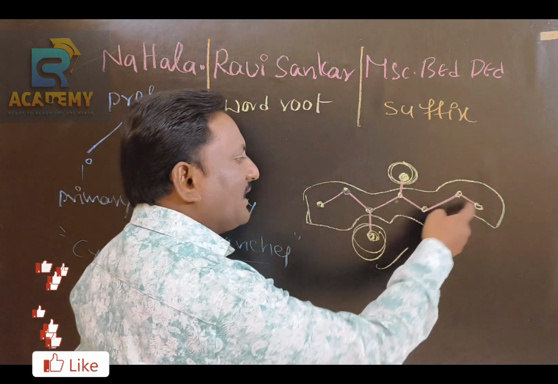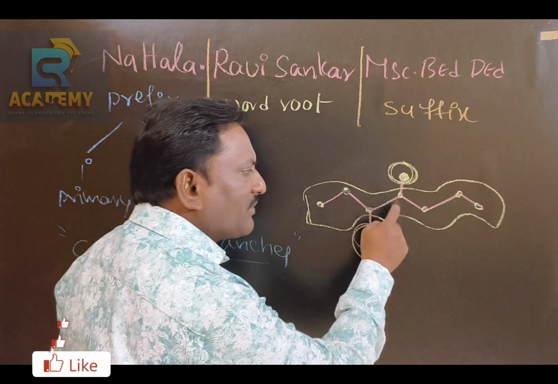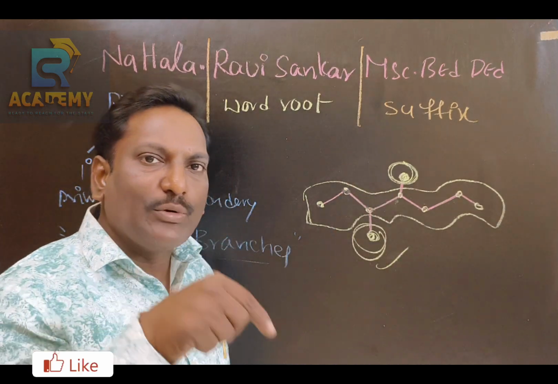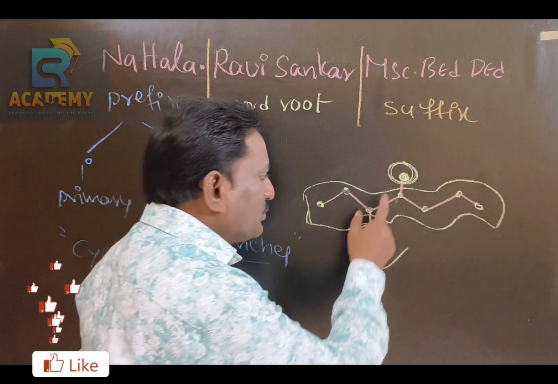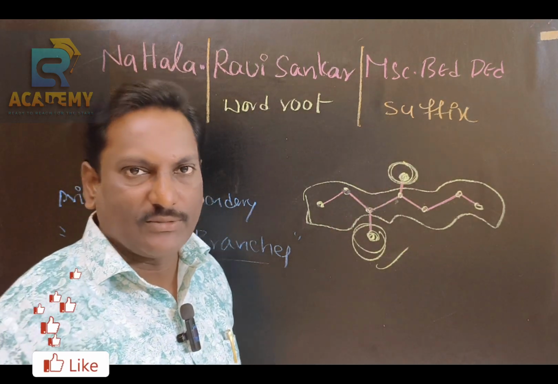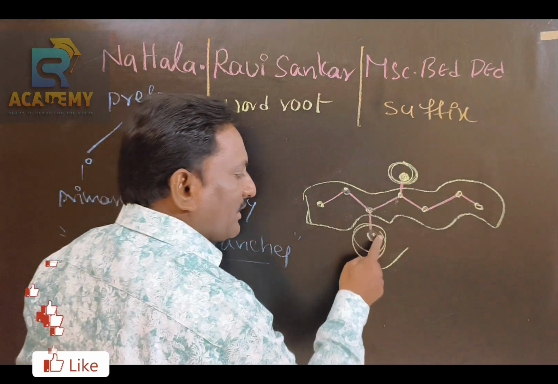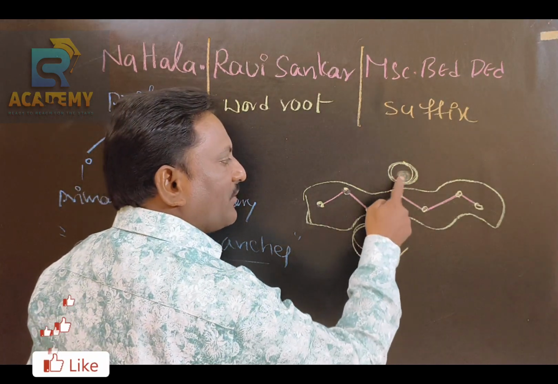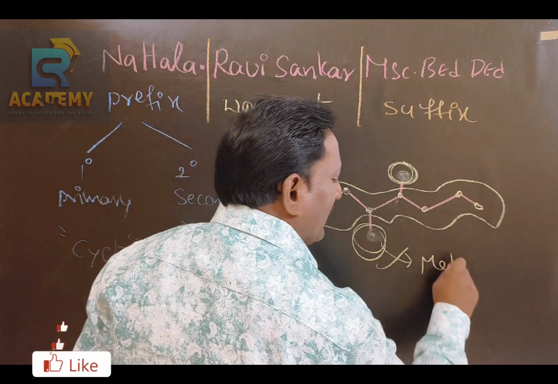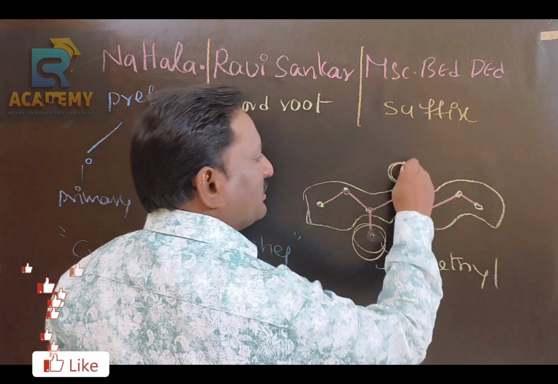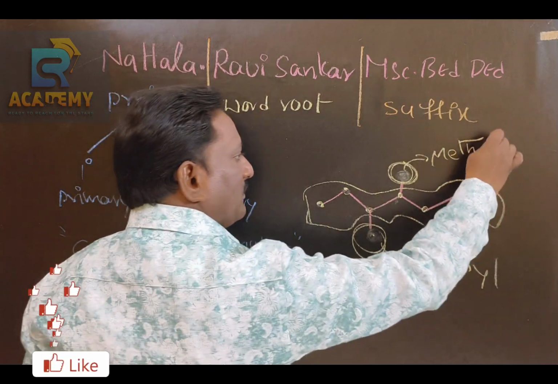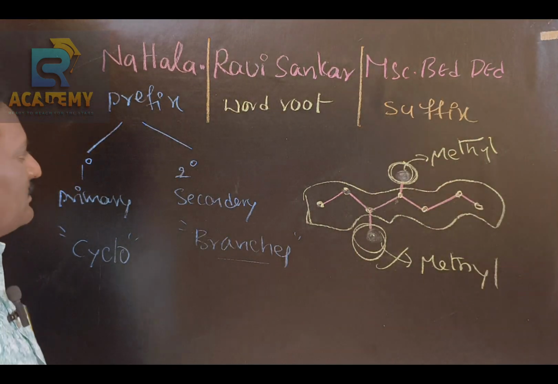I have selected this as parent chain. This is my parent chain. So these carbon atoms are not included in that. So that's why these two carbons must be considered as branches. Here one carbon appears as branch. Here also one carbon appears as branch. So that's why this is called methyl. This is also called methyl. So what is meant by branches?